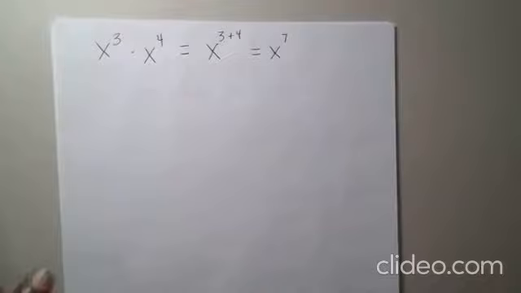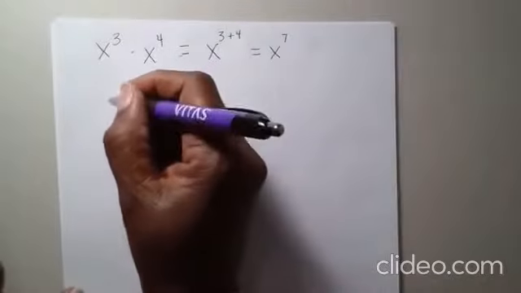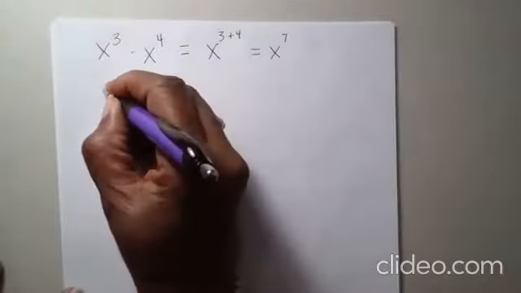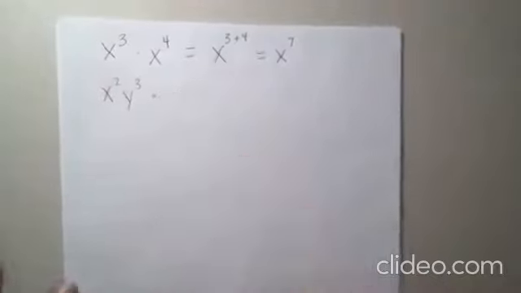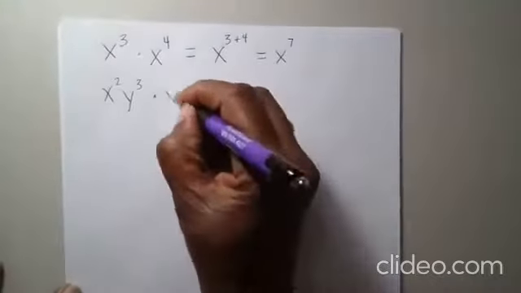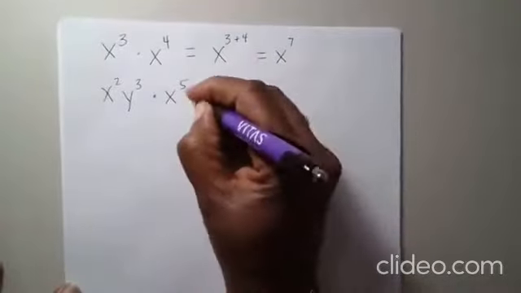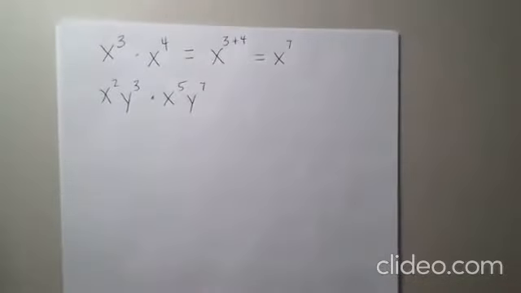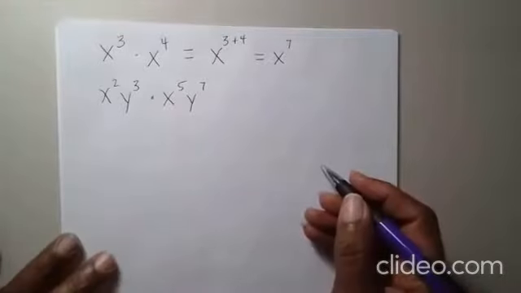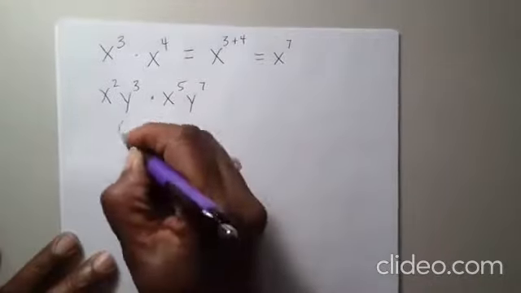Let's see if we have some letters here. Let's say we've got x squared y cubed, and we're multiplying that times, let's say, x to the 5th and y to the 7th. You can only put the bases together that are the same. You just don't make this x, y, and then add up all the numbers. Not the way that goes. Okay, so let's put the x's together and the y's together.